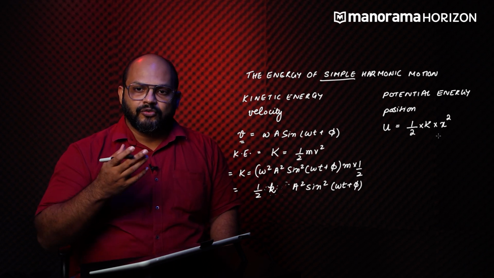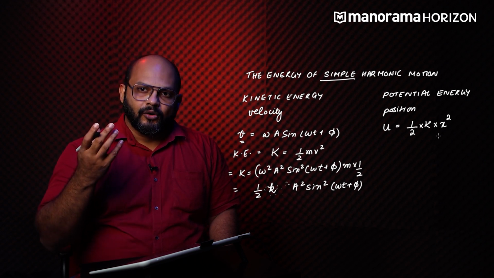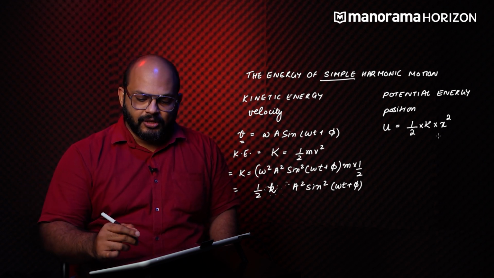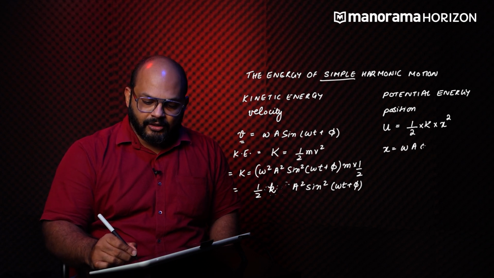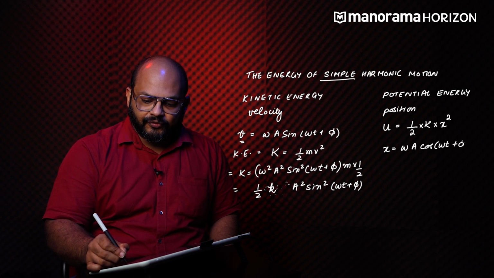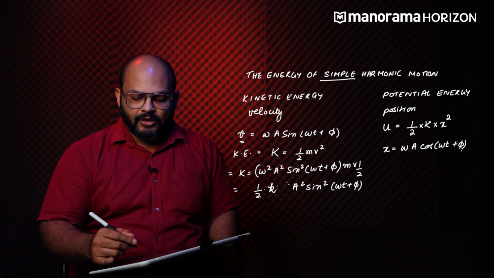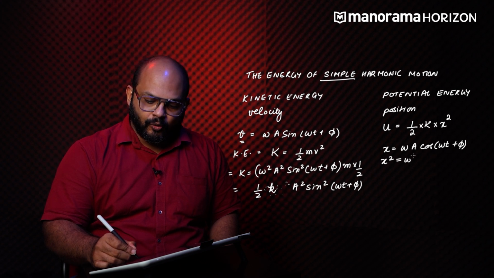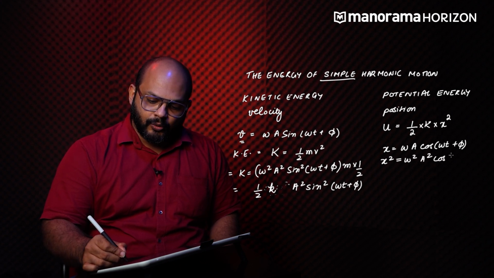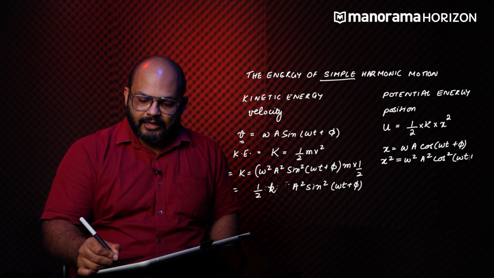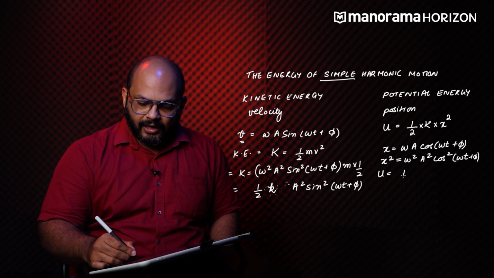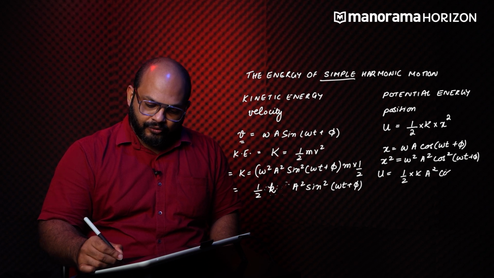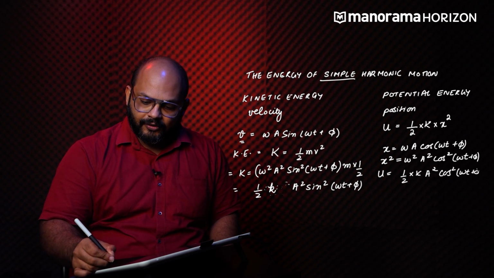X is the horizontal displacement of the object which is undergoing simple harmonic motion. So the expression for X is given as X is equal to A cosine omega t plus phi, where all the symbols have their normal meanings. So X square is equal to A square cosine square omega t plus phi. So this comes to U equal to half multiplied by K multiplied by A square cosine square omega t plus phi.